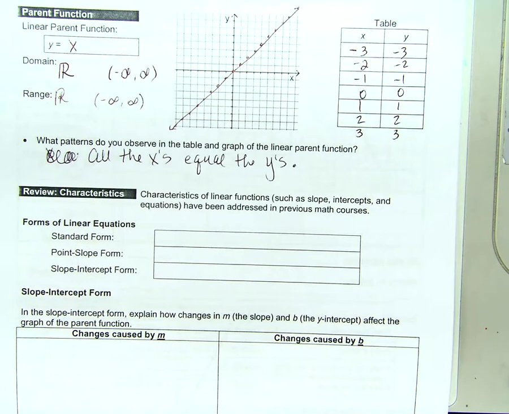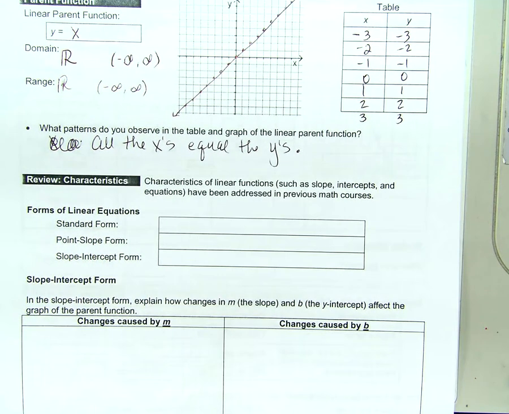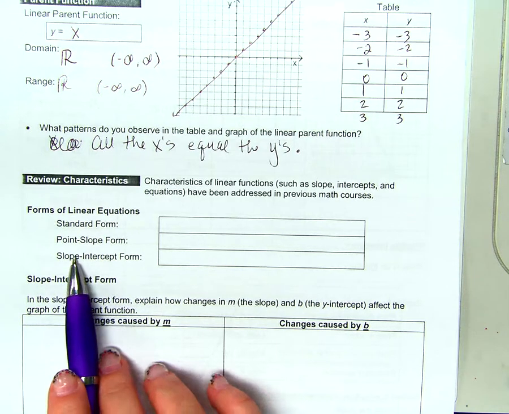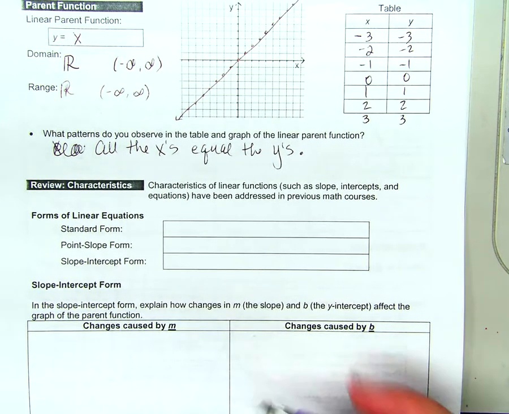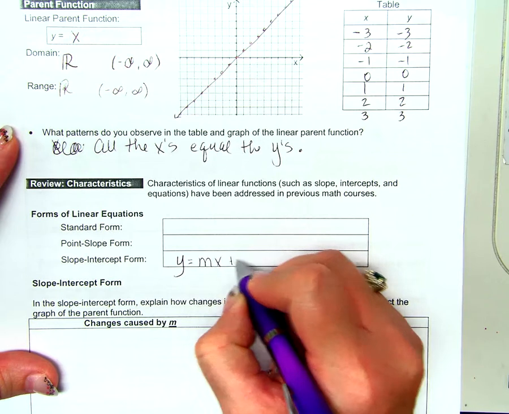So let's talk about their characteristics. Okay? You've seen all of these, but do you remember any of them? If you don't, that's okay. That's why we're talking about them. I'm not just assuming you're remembering them. Hopefully you know this one. Yes. Slope-intercept form. Y equals mx plus b.